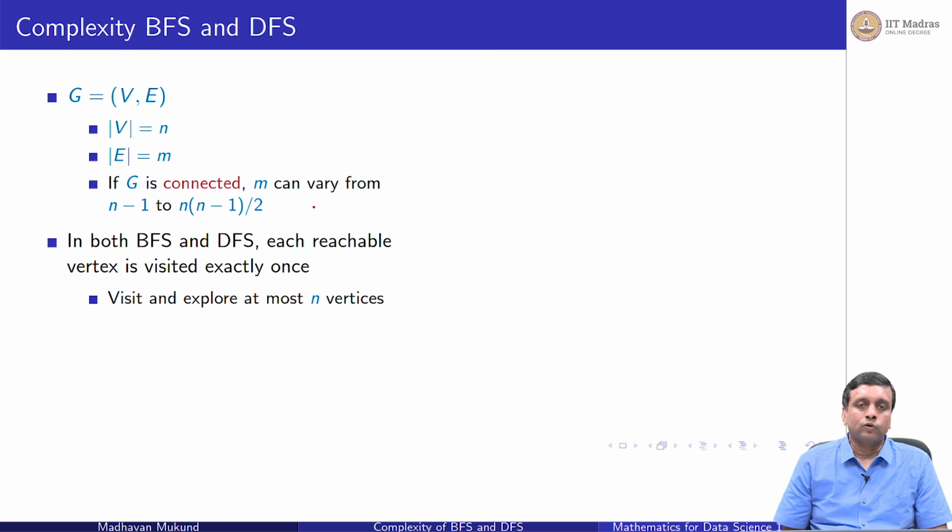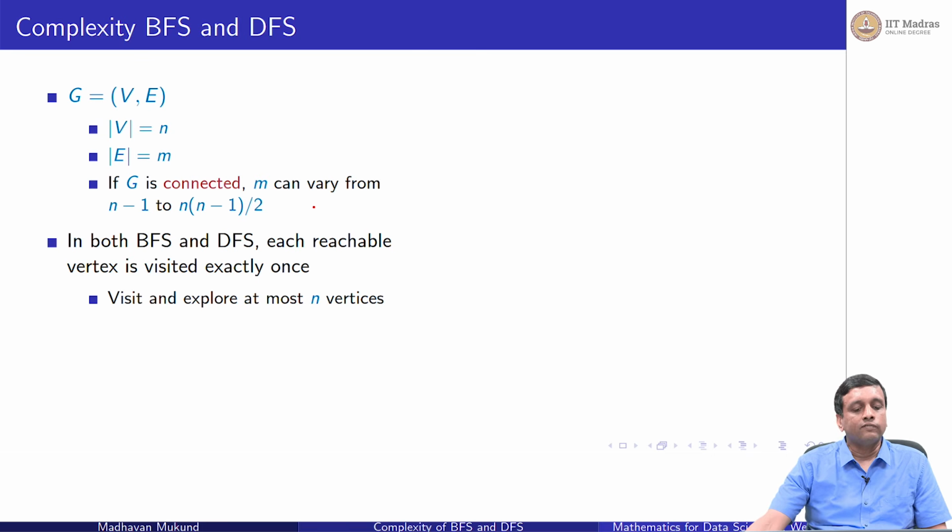So now let's look at both BFS and DFS and see how they do this, right? So the first thing is that they visit and explore every vertex exactly once. That's the purpose of that flag visited. It makes sure that we never go back to a vertex which is already visited and try to visit it a second time. So therefore we will visit and explore each vertex exactly once. So that whole thing happens n times.